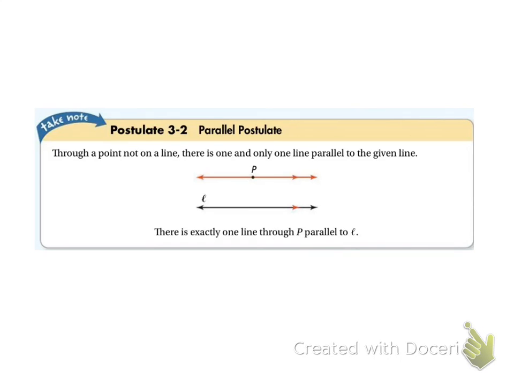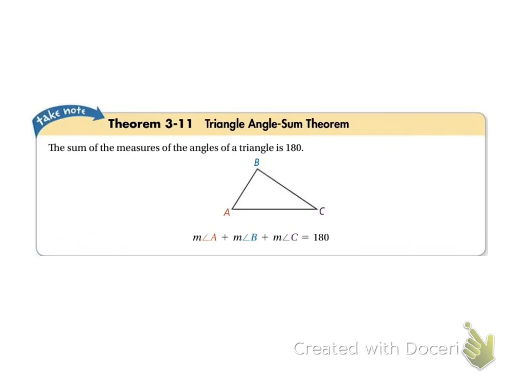Okay, this is 3.5a of geometry. So we have a parallel postulate, postulate 3.2. It says if we have a line and we have a point, there's only one line that can go through that point so that the lines are parallel. We also have the triangle angle sum theorem, which says that the angles inside of a triangle add up to 180 degrees.